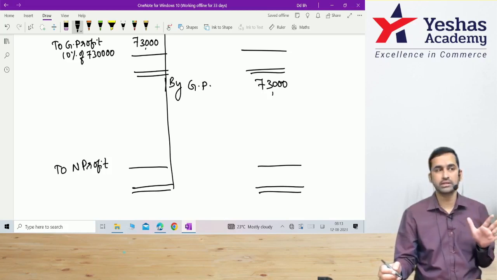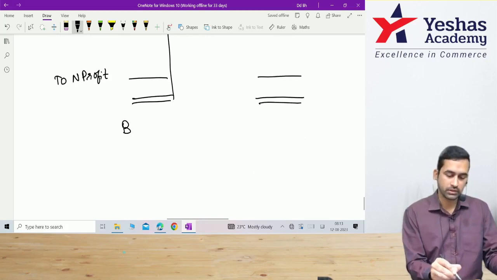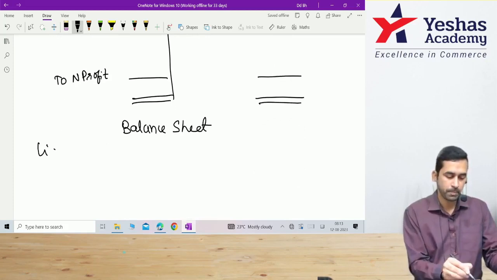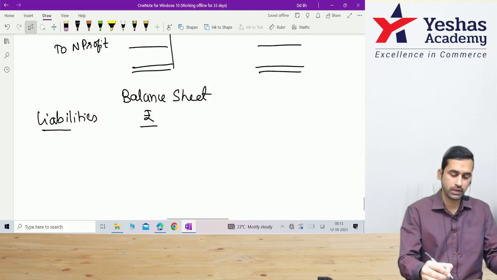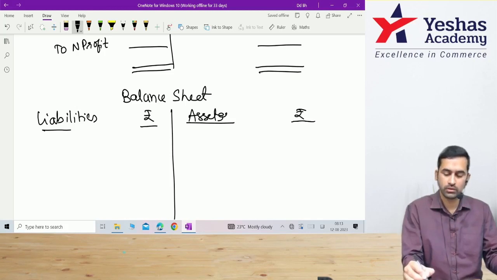Any P&L balance sheet preparation question, ensure first you copy the format and fill the data that is already available. Then only do working notes. Now start with balance sheet. Liabilities, amount in rupees. Assets, amount in rupees.